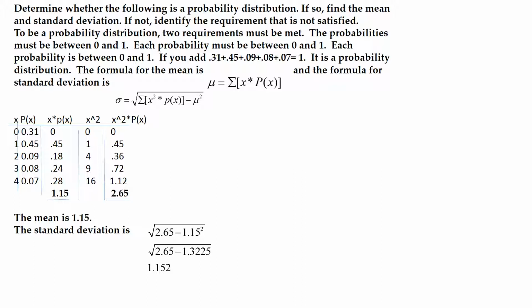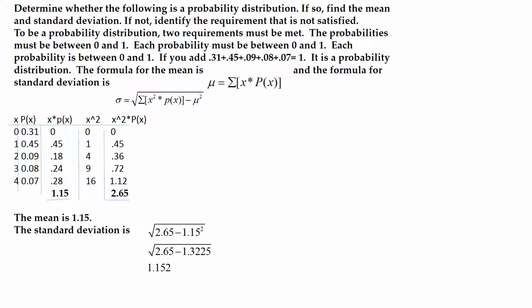X equals 0, 1, 2, 3, and 4. And P of X is 0.31, 0.45, 0.09, 0.08, 0.07. Each probability is between 0 and 1. Also, if you add 0.31, 0.45, 0.09, 0.08, 0.07, you get 1. This is a discrete probability distribution.